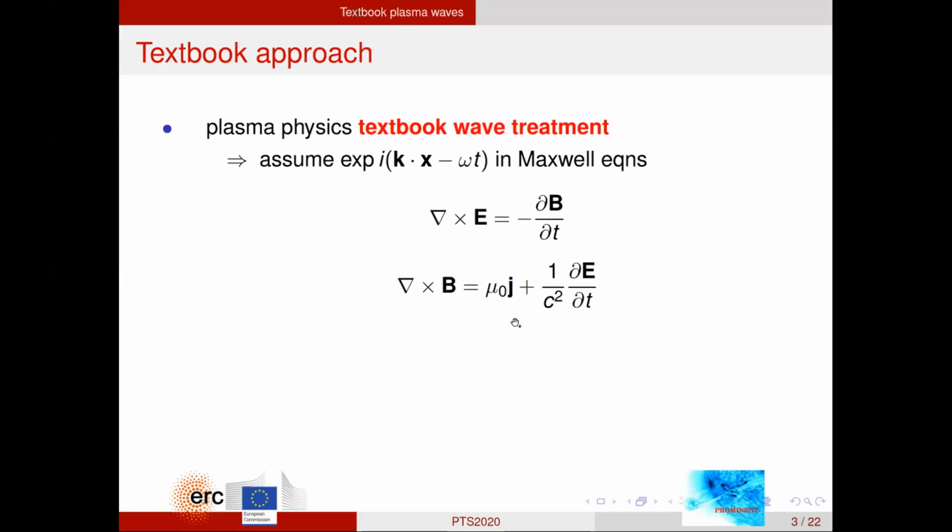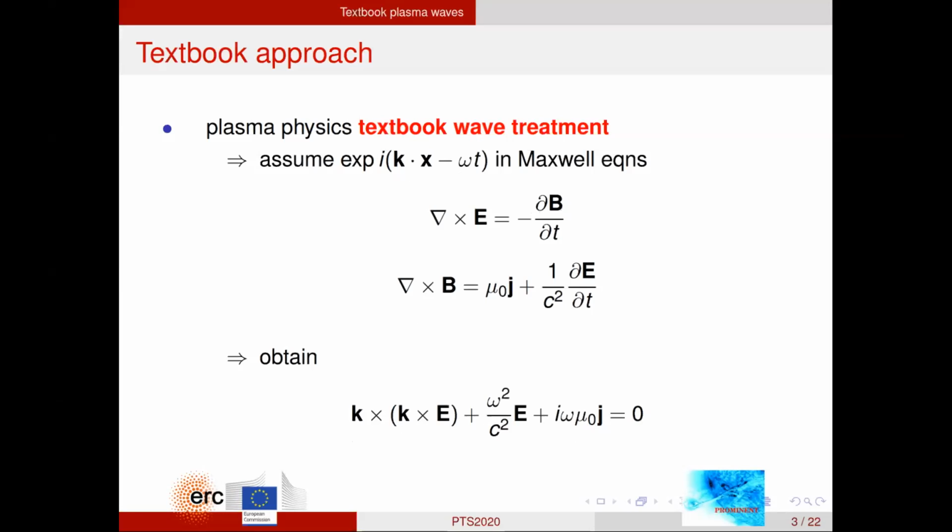And that's not very difficult to do. You basically directly combine these, because all your derivatives become simple algebraic factors. And you already have an equation that links the wave vector with the frequency and the perturbed electric field, E, and also the perturbed current, J.